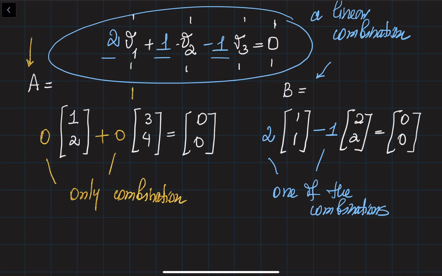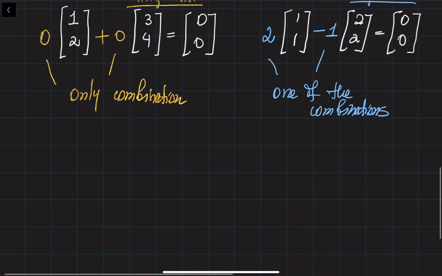And these are independent vectors, and this is dependent. Okay, so by just looking at these examples, we can figure out the definition of dependent vectors. So let us just write this down.